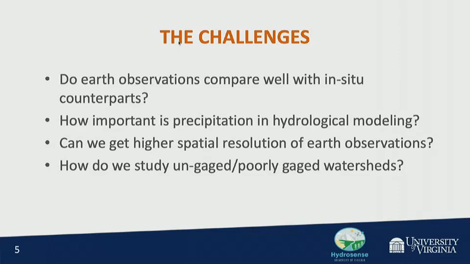And can we get higher spatial resolution of Earth observations? Because having soil moisture at 9 kilometers does not do us any good. How do you define to your neighbor what a 9-kilometer pixel is? They won't understand it, and they shouldn't, because it's not very relevant.